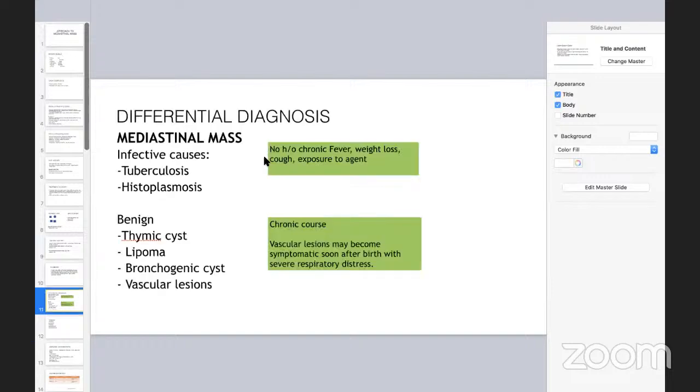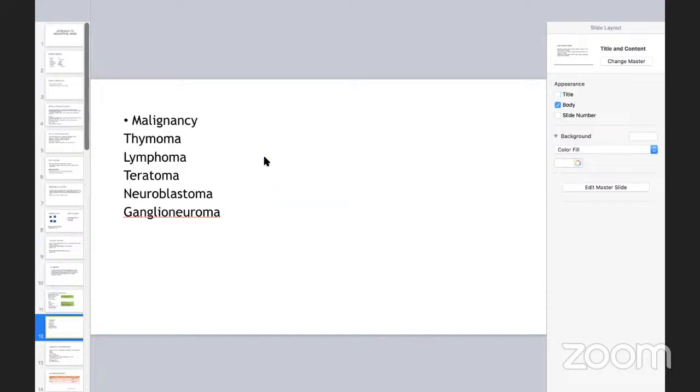But this would be a more chronic cause for thymic cyst, lipoma, whereas vascular lesions will present at a much younger age. They will present with respiratory distress, sometimes immediately after birth as well. So they go against our history, since this is a 10-year-old child and has had no such previous complaints. We can also think of malignancies like thymoma, lymphoma, teratoma, neuroblastomas, and ganglioneuromas, but we would require further workup to differentiate these causes.